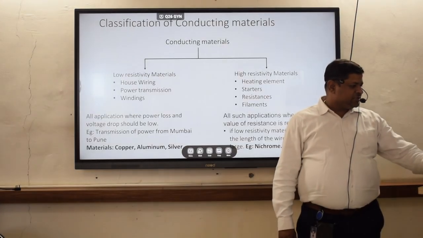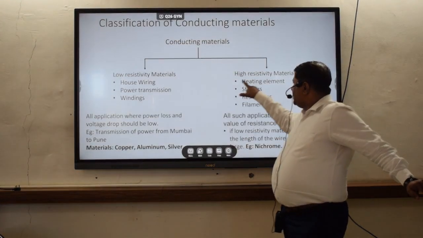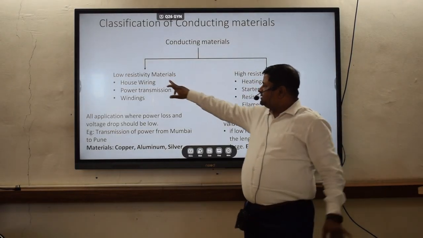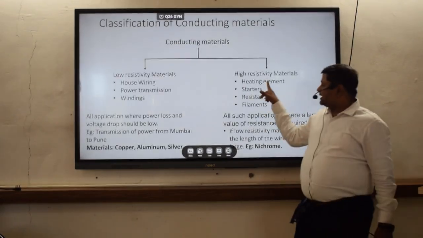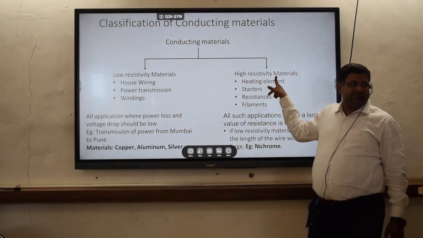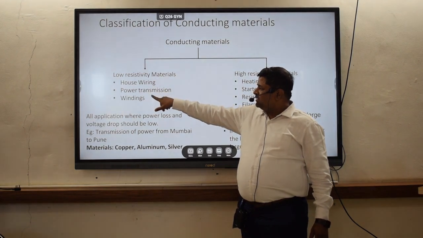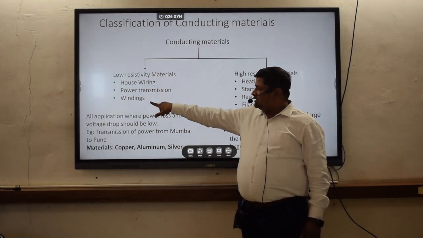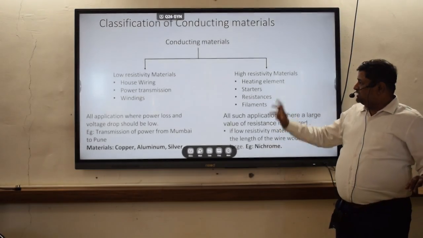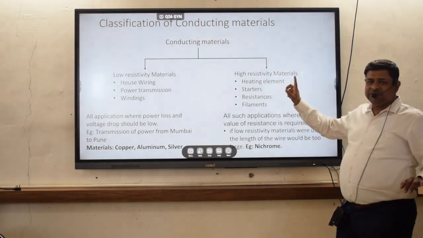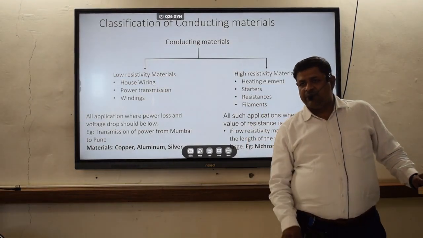If you see the classification of the conducting materials, they are classified as low resistivity materials and high resistivity materials. That means I can call this a conductive material because its resistivity is low. This I can call a resistive material as its resistivity is high. So here you can see house wirings, power transmission, motor windings, and so on; we can call these low resistivity materials. Now, a high resistivity material example is a heater, water heater or any heating element.